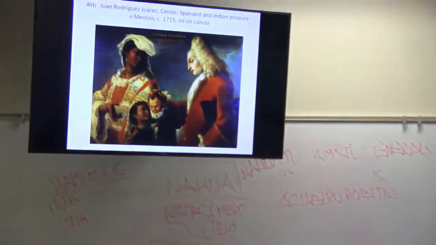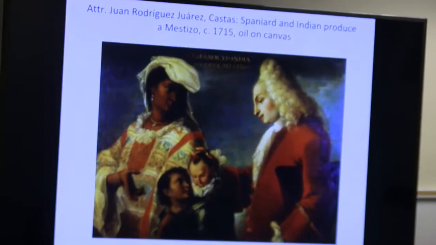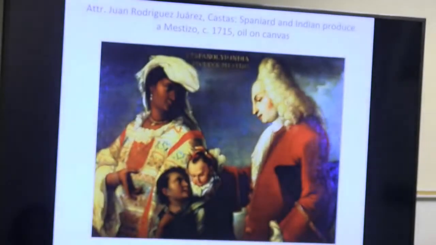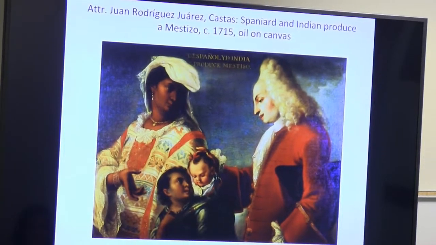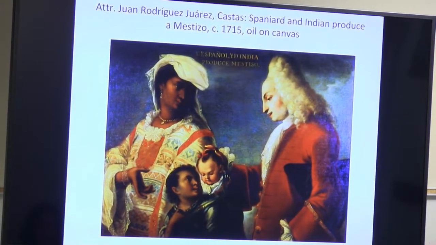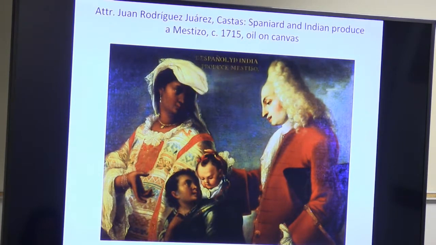This has been attributed to Juan Rodriguez Juarez. He was a painter working in the early 18th century, and he seems to be the first colonial painter working with the new Bourbon viceregal court. The Bourbons come into the throne in 1700 after the War of Succession, 1700 to 1715, and Juan Rodriguez Juarez becomes a painter for the Bourbon viceregal court. So he's probably the first Bourbon colonial painter who works for the viceregal court in Mexico City.